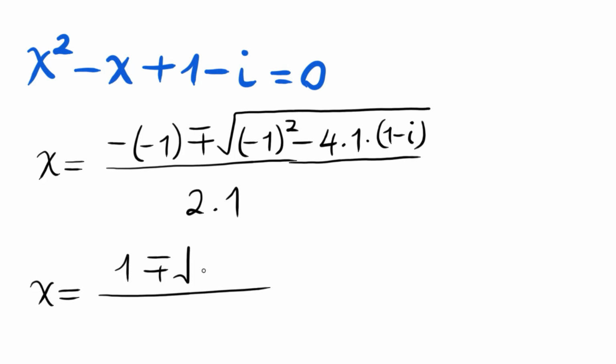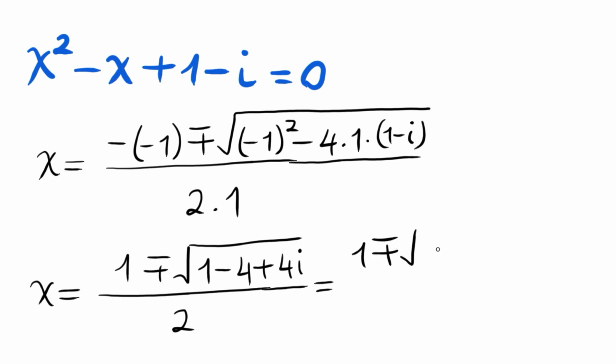expression here becomes 1 minus 4 plus 4i, I guess, square rooted, divided by 2, and this is just 1 plus or minus the square root of negative 3 plus 4i, divided by 2. Now this is fine, but we need to find the square root of this complex number. Negative 3 plus 4i should be square rooted.